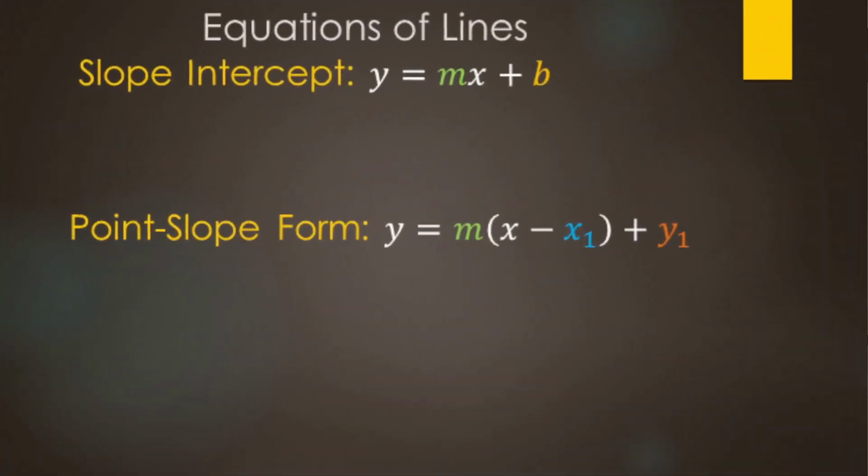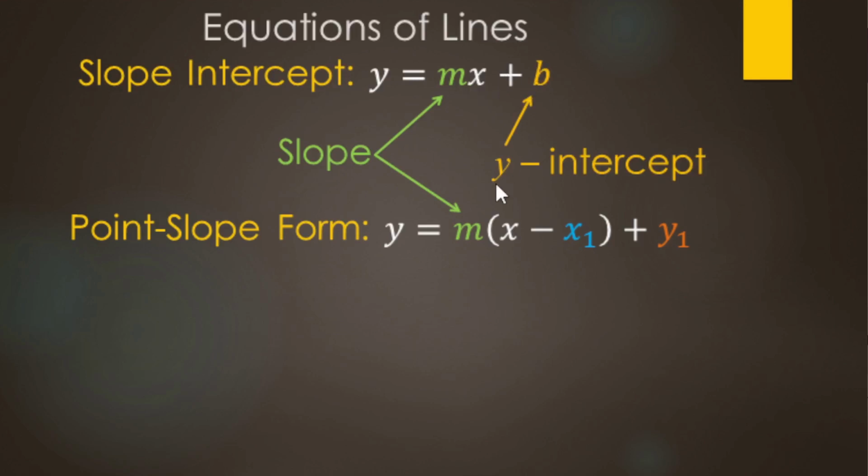So let's look at real quick the difference between slope-intercept form and point-slope form. First up, the m, the value in front of the x, the coefficient, that is still going to be the slope whether you're in point-slope form or slope-intercept form. Now remember, in slope-intercept form, this constant term here, what's being added or subtracted to the variable, that's going to be the value of your y-intercept.